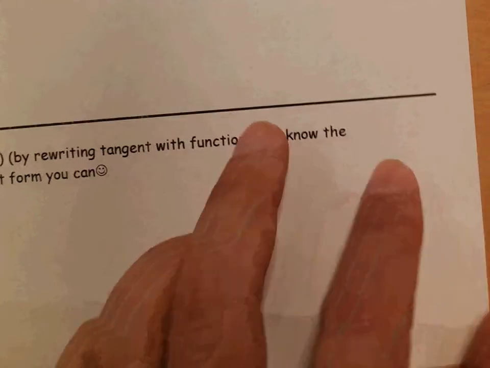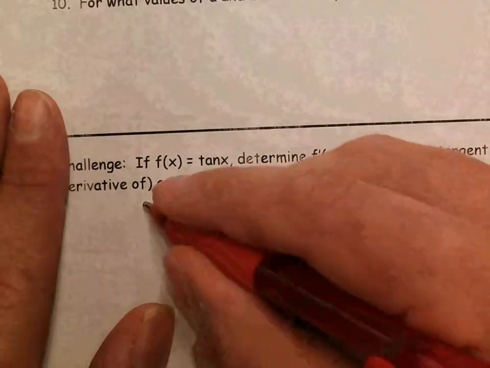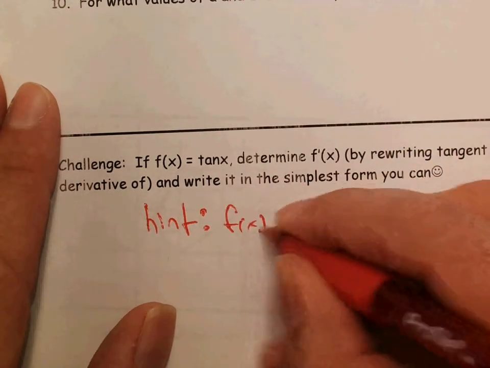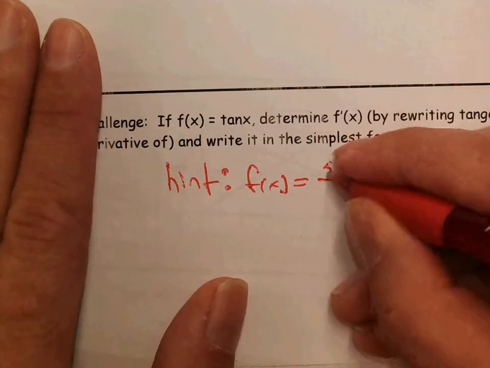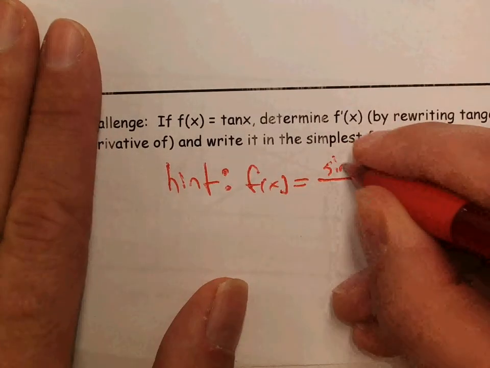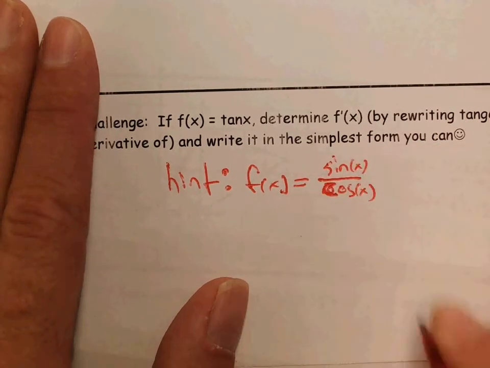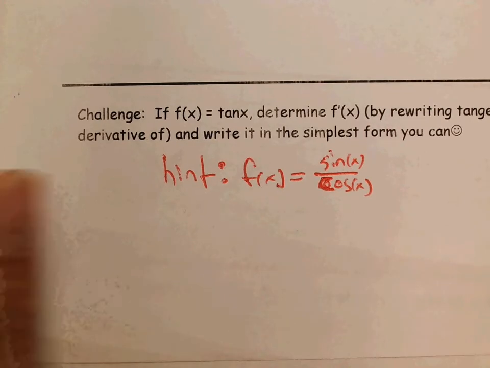That's all I'm going to work with you on this homework. For the tangent one, the challenge, I'm going to give you a hint. Rewrite f of x as two functions you do know the derivative of. You should know that tangent is sine of x over cosine of x. Those are two functions we know the derivative of, and this is now a quotient. So I'll leave you with that.